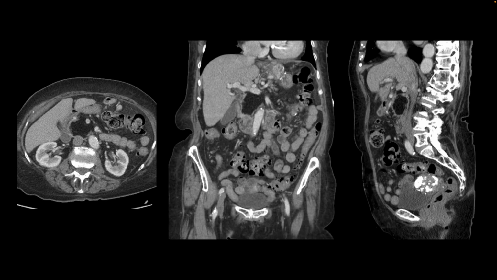This is our next patient, and here the finding is in the pancreas, where we see this benign appearing fat. And this is a good example of a rare pathology of a pancreatic lipoma.